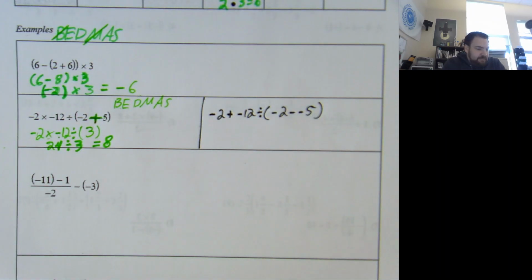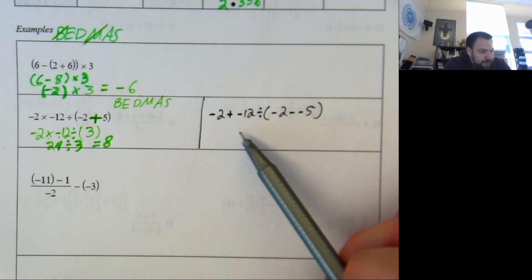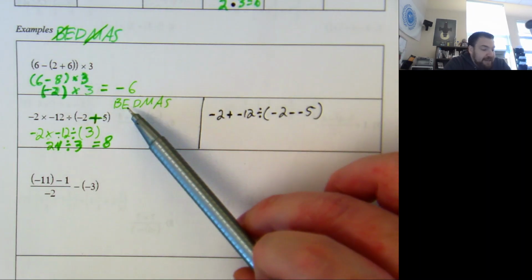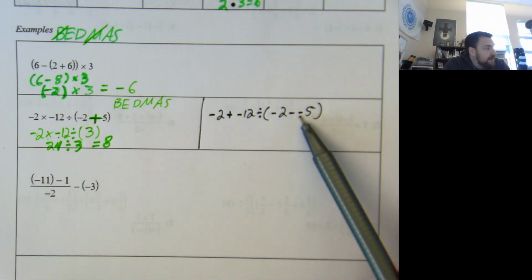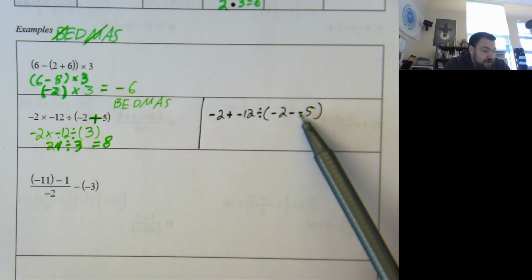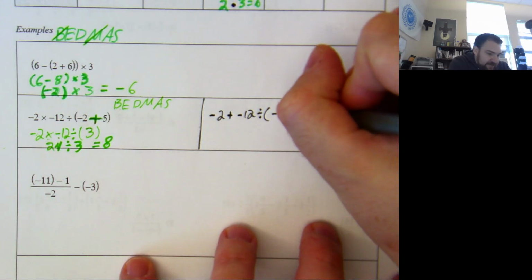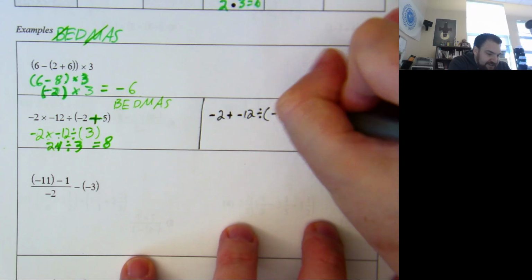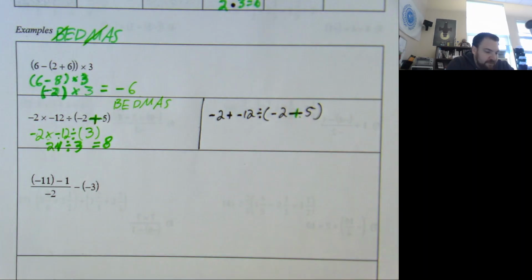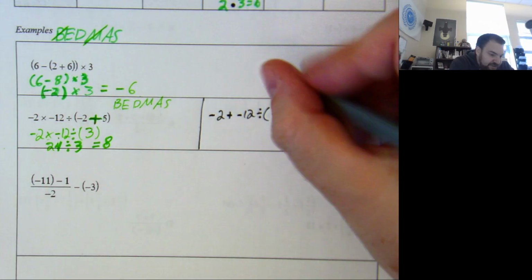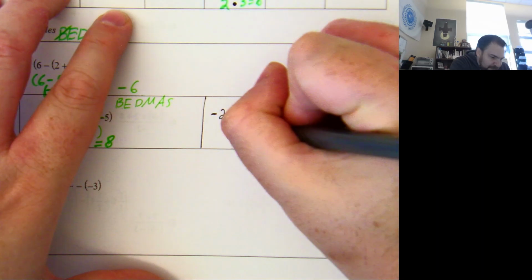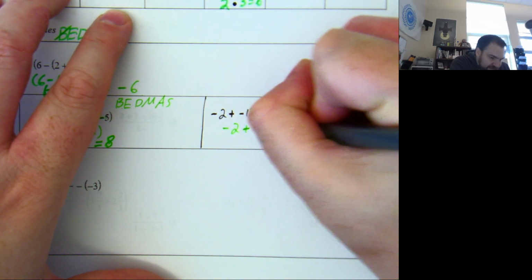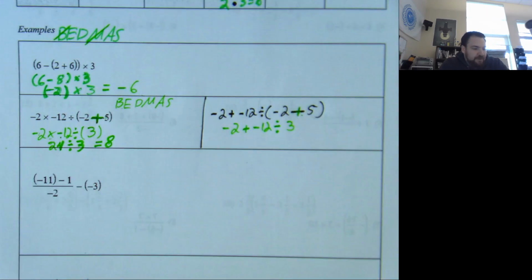Okay, let's do it. B still stands for brackets. I've got math in the brackets. Negative 2 minus negative 5 is 3. Subtracting a negative is the same as adding the positive. Negative 2 plus 5 is 3. And I'm just going to rewrite everything else. Negative 2 plus negative 12 divided by 3.